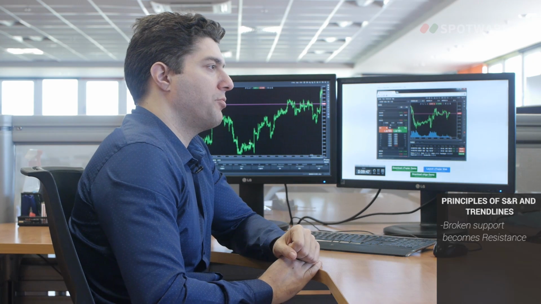When a support is broken, it becomes resistance. When a resistance is broken, it becomes support. It's very simple to understand why. It's a number, an exchange rate that's printed in the minds of traders. When it's broken, it's printed in the minds of traders that it was broken after some time. So when they go back to this level, they will continue with the direction of the trend, so the price might bounce back.